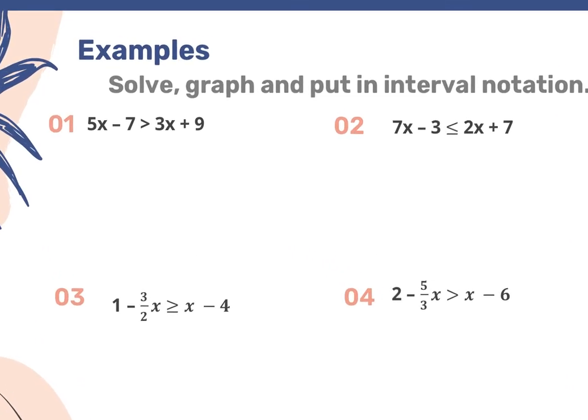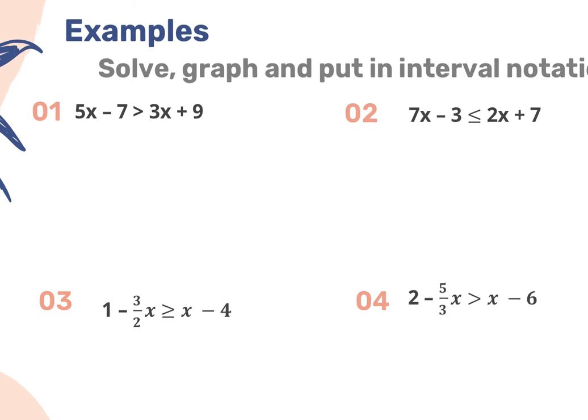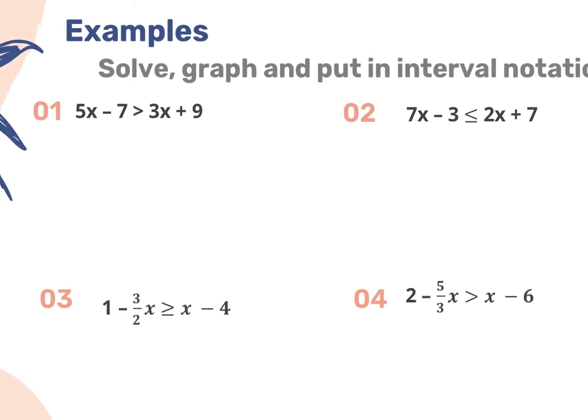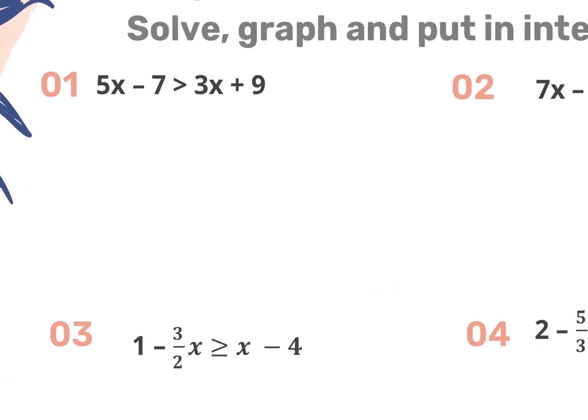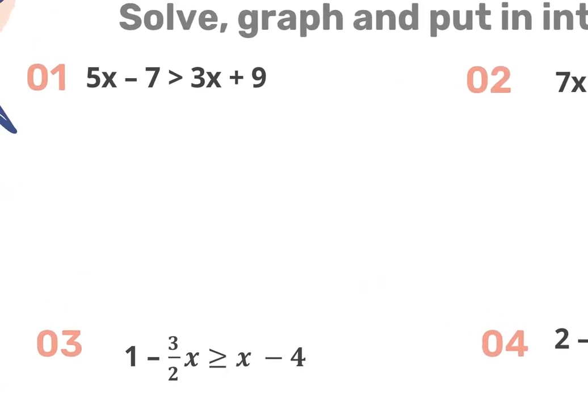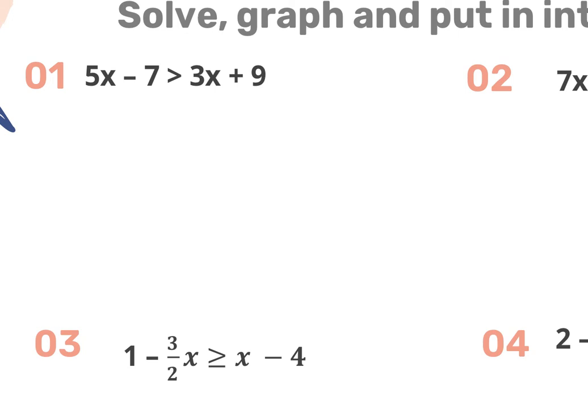All right, so let's do this. Solve, graph, and put it in interval notation. So we're going to solve it, then put it on the graph, then put it in interval notation. Hopefully the easy part is the solving, right? We're used to that. So I'm going to subtract the 3x from both sides. 2x minus 7 is greater than 9. I'm going to add the 7. 2x is greater than 16, divide by 2, and x is greater than 8.